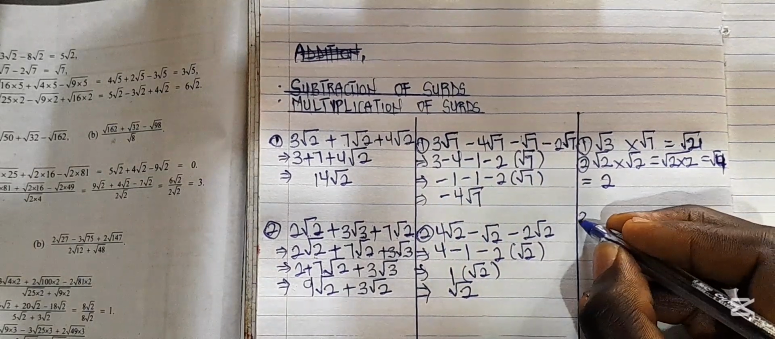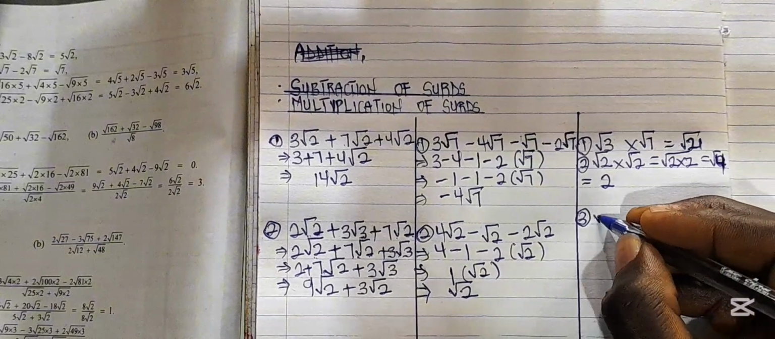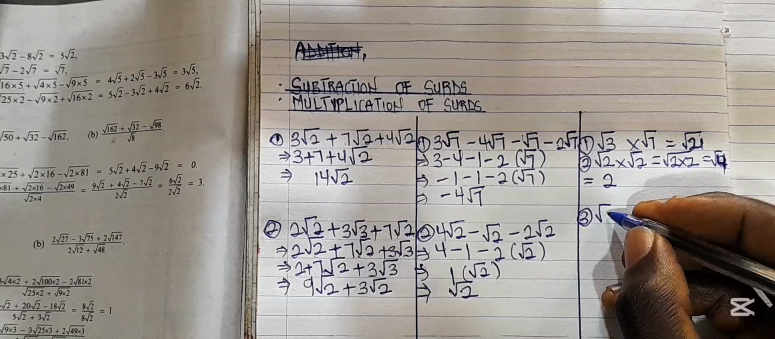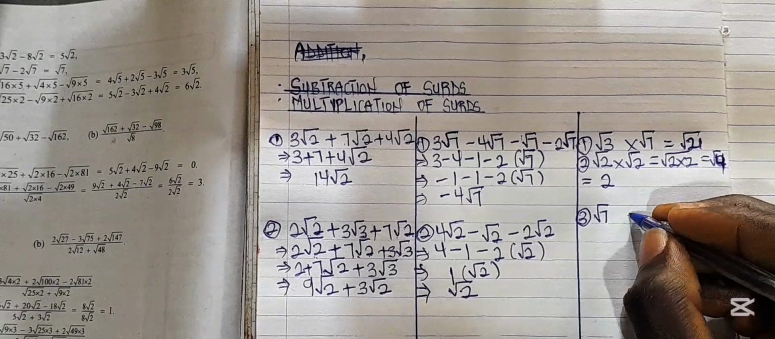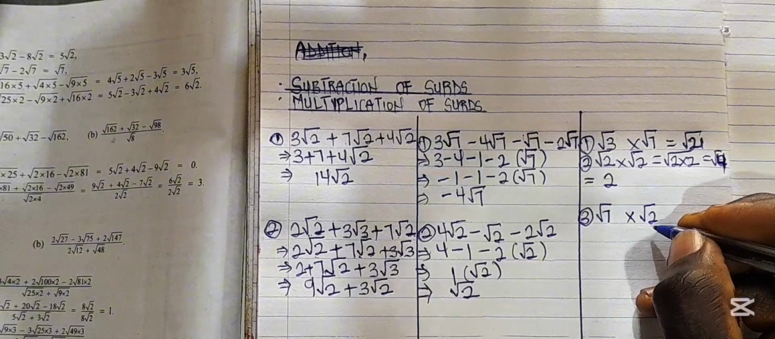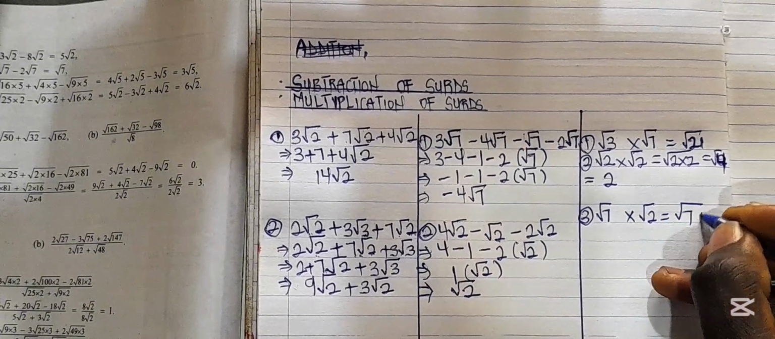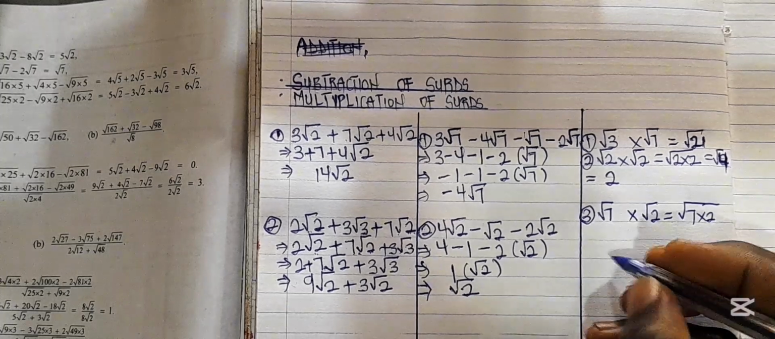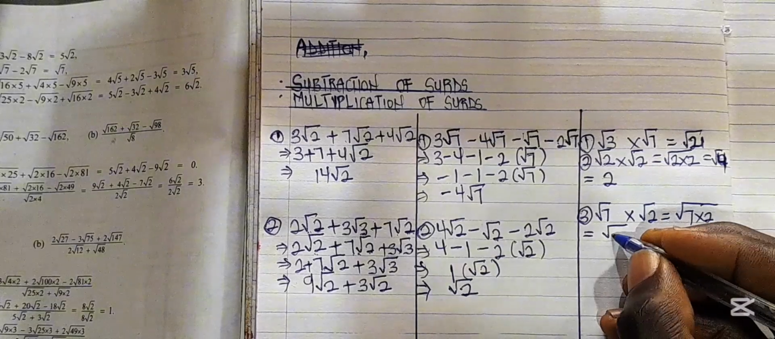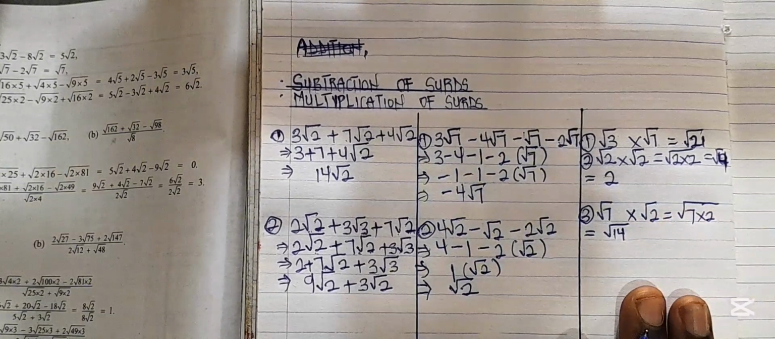Okay, so let's solve number 3. Let's say we have root of 7 times root of 2. Our answer becomes what? Root of 7 times 2, giving us what? Root of 2 times 7, which is 14. So this becomes our final answer.